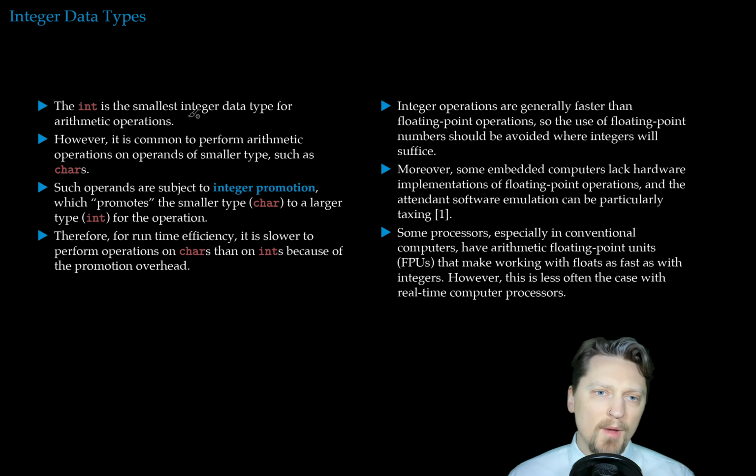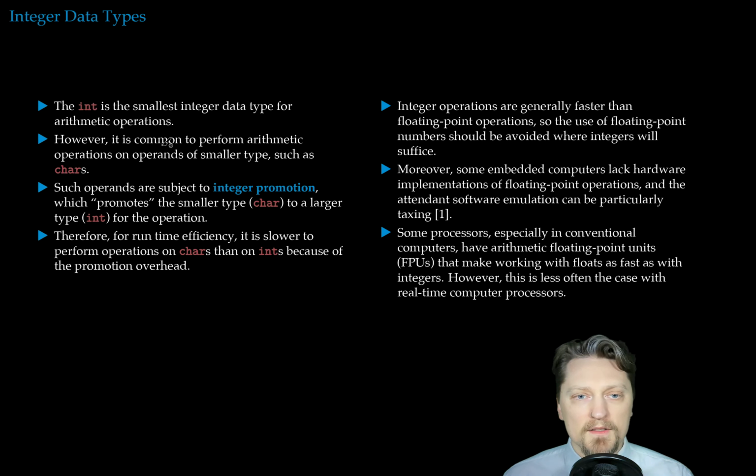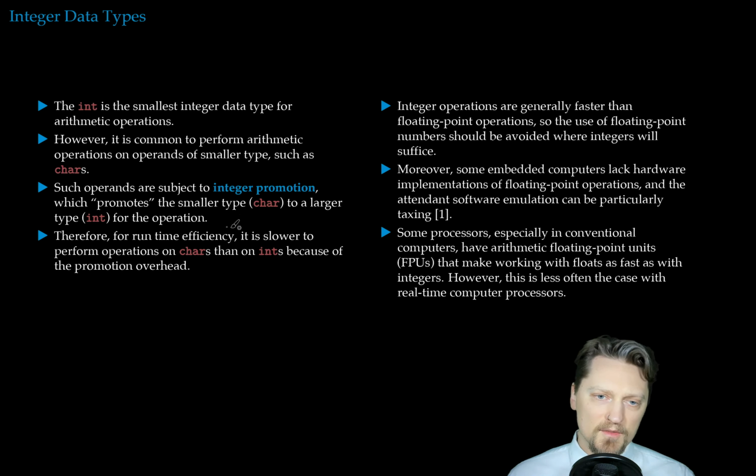The int is the smallest integer data type for arithmetic operations. However, it is common to perform arithmetic operations on operands of smaller type, such as chars. Such operands are subject to integer promotion, which promotes the smaller type, char, to a larger type, int, for the operation. Therefore, for runtime efficiency, it is slower to perform operations on chars than on ints because of the promotion overhead. It takes a couple cycles to do the promotion.